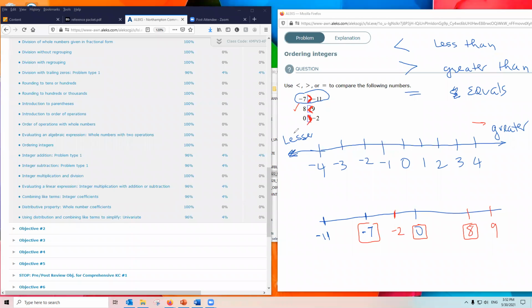So if you can draw a number line, it helps you visualize where these numbers are sitting on the number line, and it makes it much easier to compare the two numbers. If a number is to the right of another number, that number is greater. But if a number is to the left of another number, that number is lesser.